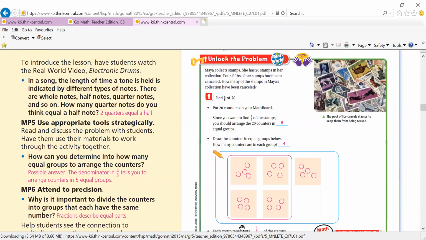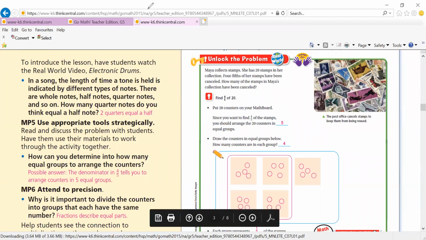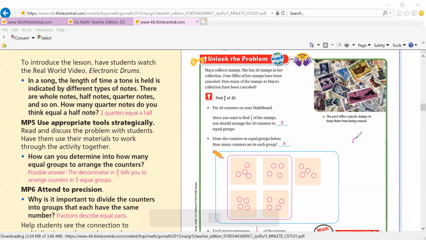Now girls, first thing, if I told you you got 8 out of 10 in your math, so 8 is the part and 10 is the whole. You must remember this, okay?